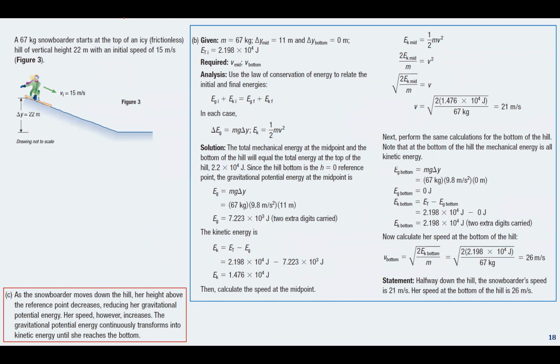And in question C, we can state that as the snowboarder moves down the hill, her height above the reference point decreases, reducing her gravitational potential energy. Her speed, however, increases. The gravitational potential energy continuously transforms into kinetic energy until she reaches the bottom.